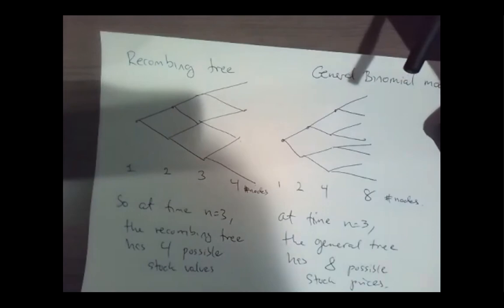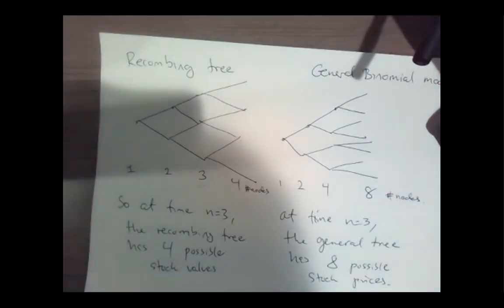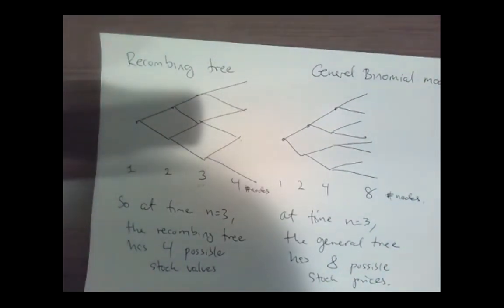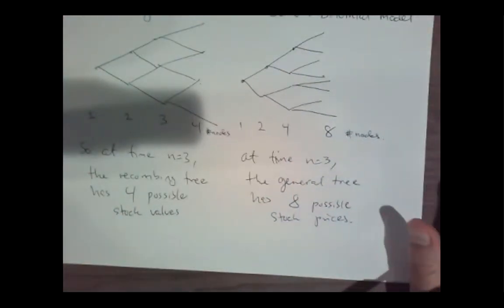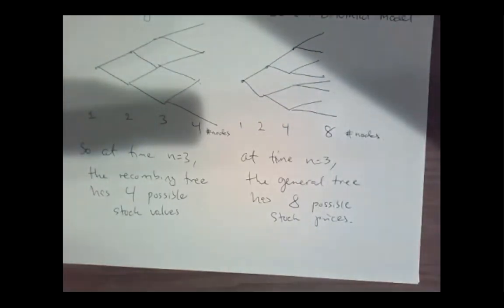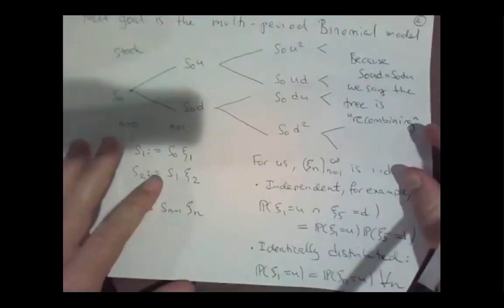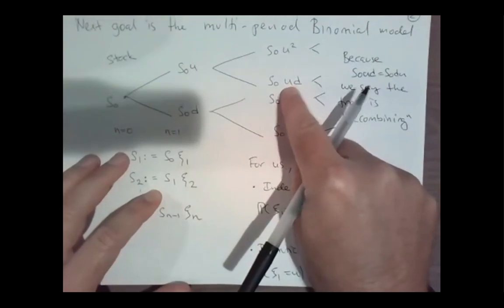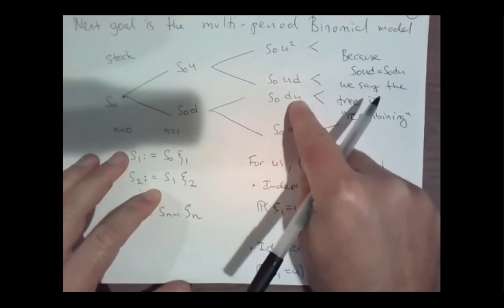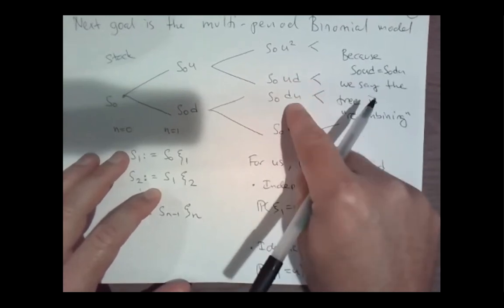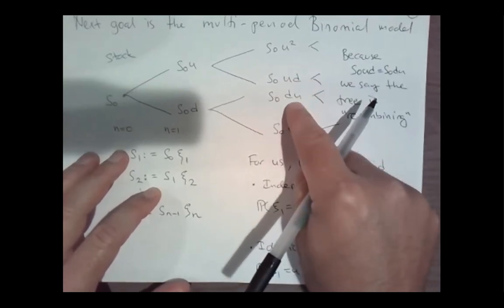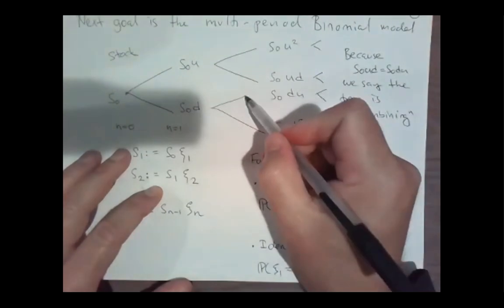The question says, in the combining tree, then we are assuming that u is equal to 1 over d. I don't see why. In the combining tree, we are simply assuming that ud is the same, right? I'm not saying this is equal to 1. I just want these to converge here.